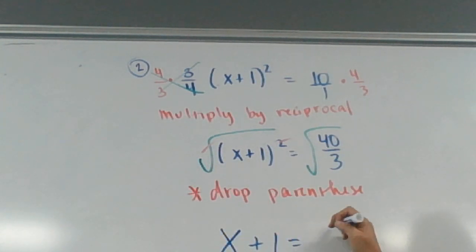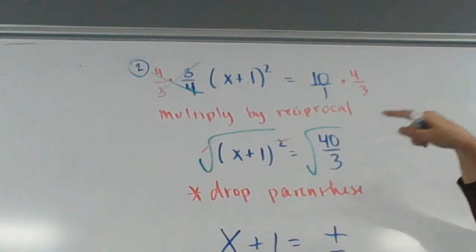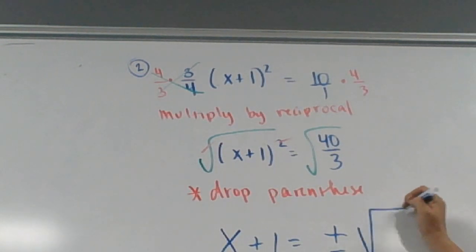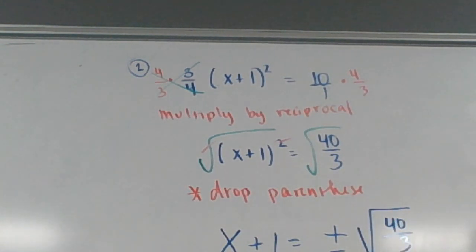I have x plus 1 is plus or minus. As soon as I write the radical, I write the plus or minus sign. Plus or minus the square root of 40 over 3. And then one last move to get x alone, minus the 1. But I can't minus the 1 from this because it's in a square root bar. So it takes a minute to get used to, but you put that number in front of the plus or minus. It's a negative 1, and it's a positive or negative square root of 40 over 3.